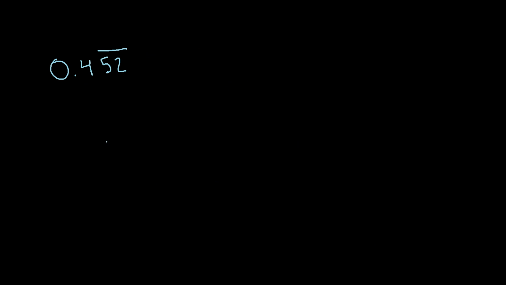Okay, let's try one more example. Let's say we have 0.452 repeating. So notice that the bar is only above the 5 and the 2. So these are the only values that are repeating. So if we were to write this out, here's what it would look like. 0.452, 52, 52, on and on and on like that. So the 5 and the 2 are the values that repeat.